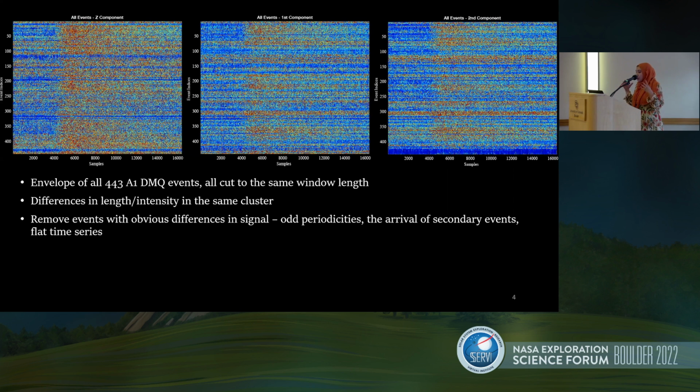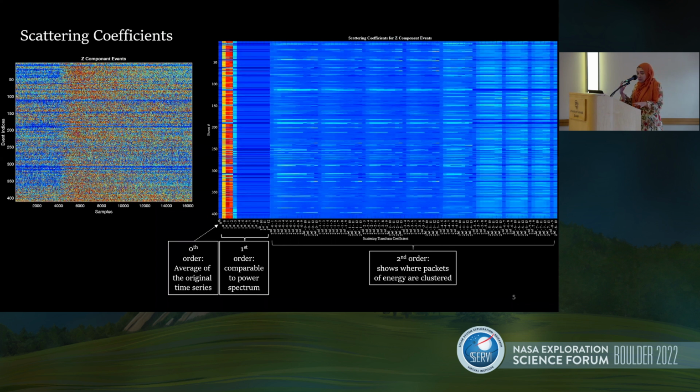And this shows where your packets of energy are clustered. This is because you are doing a second order of wavelet convolutions on your first order coefficients. So this not only shows you where there is energy, at what frequencies there is energy, but at what time scales, at what length scales these energy packets come in.